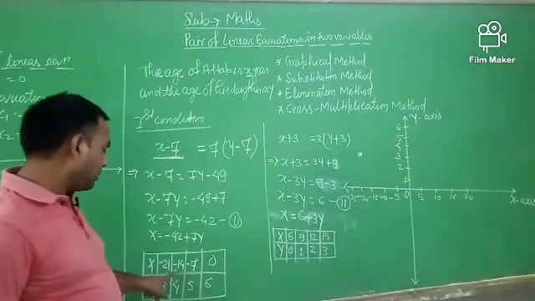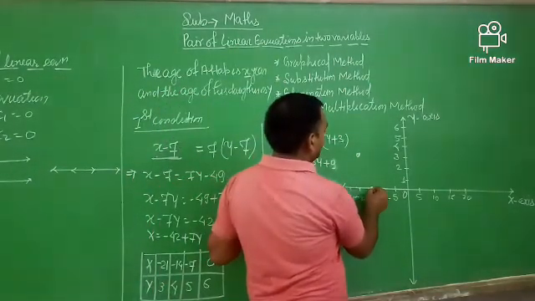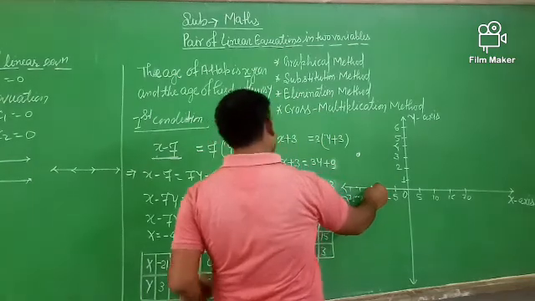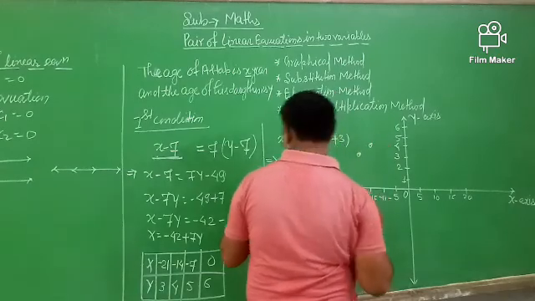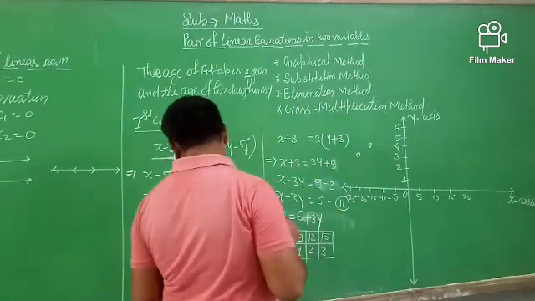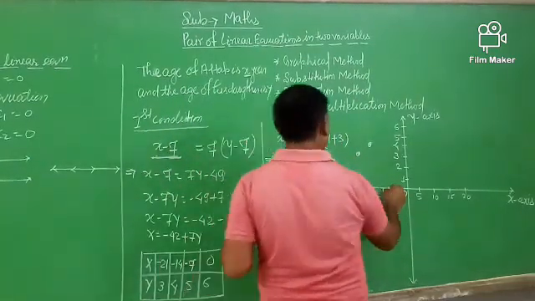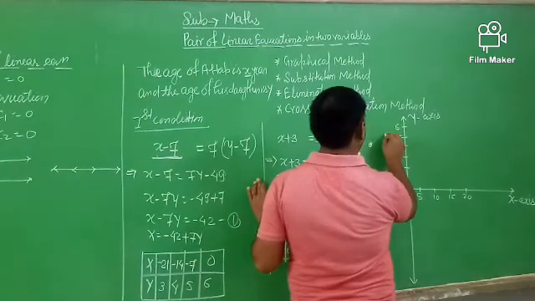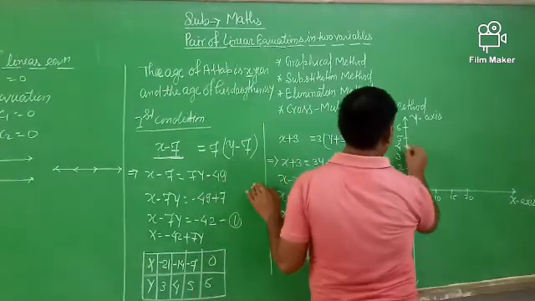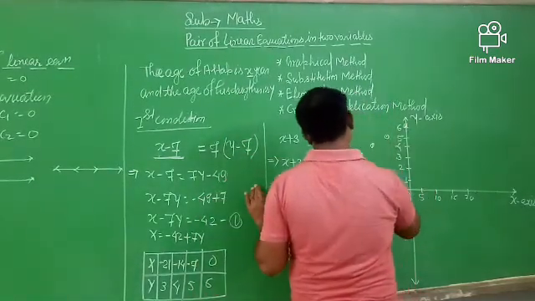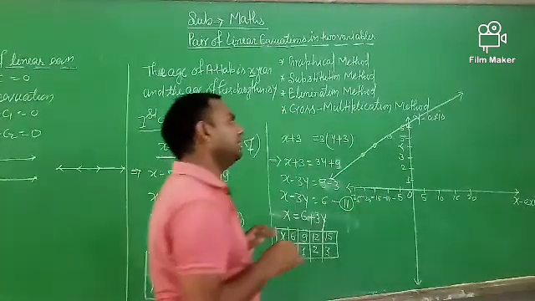Next, if x is equal to minus 14, y is equal to 4. Here is minus 14 and y is equal to 4, so it is converted into this point. Then x is equal to minus 7, minus 7 is here, and y is equal to 5. If x is equal to 0, then y is equal to 6, so this is the point. So you take these points and draw a line. Here is a line you can draw.